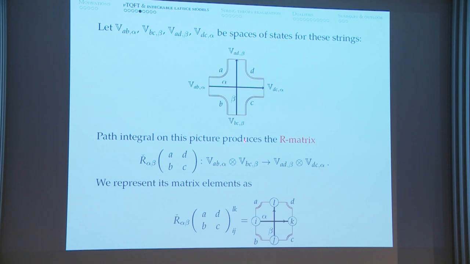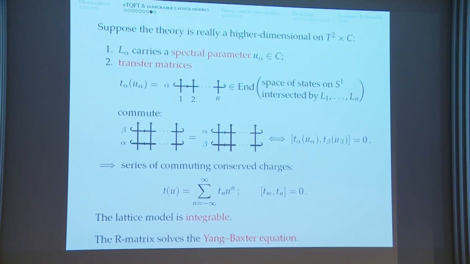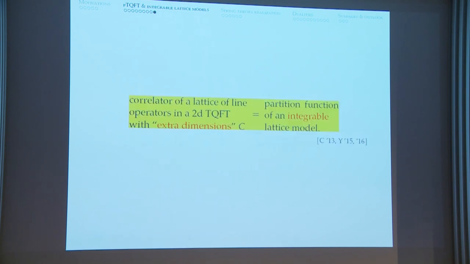I was assuming that you can just define this R matrix, and then you can include in this alpha or beta these labels, the spectral parameter, if you want. I see. And you never asserted that it satisfied the Yang-Baxter equation. Well, no, not here. Not here. All right.